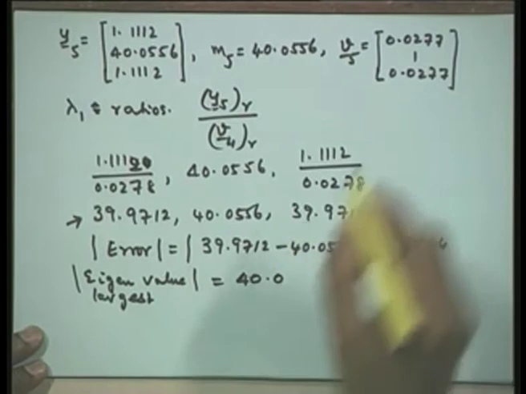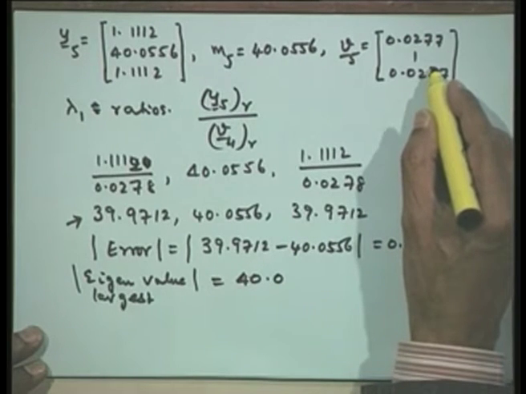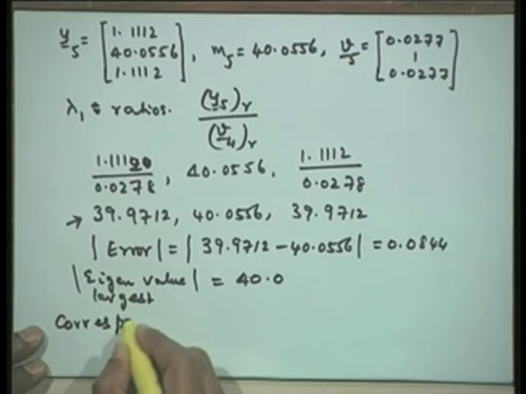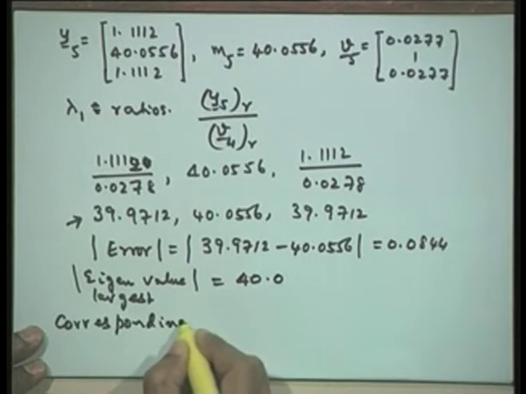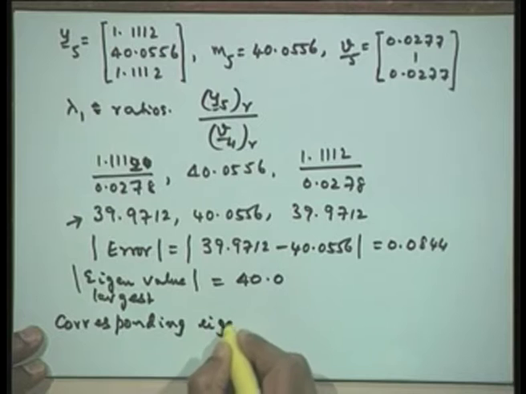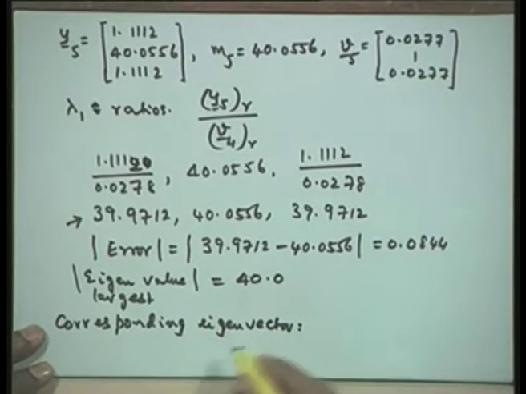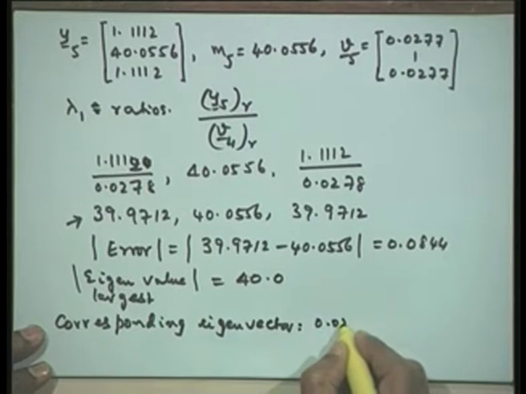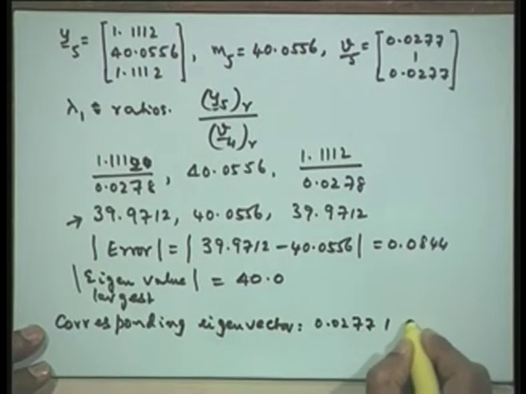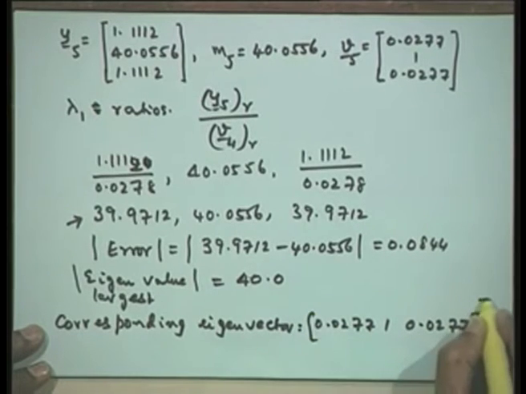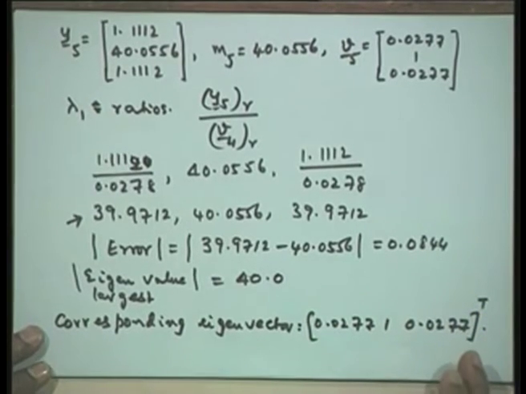Now, the corresponding eigenvector is the current V5 that we have found. Therefore, the corresponding eigenvector is this, that is your 0.0277, 0.0277 is the correct.